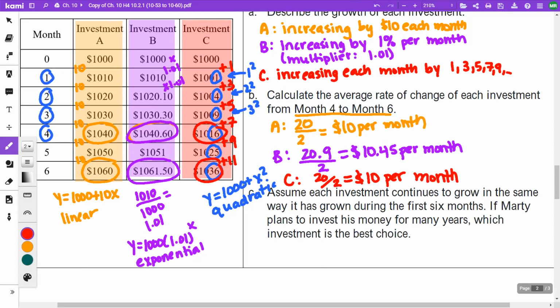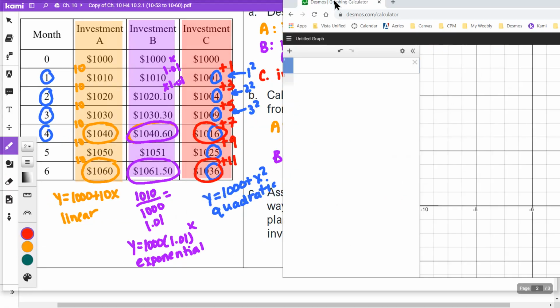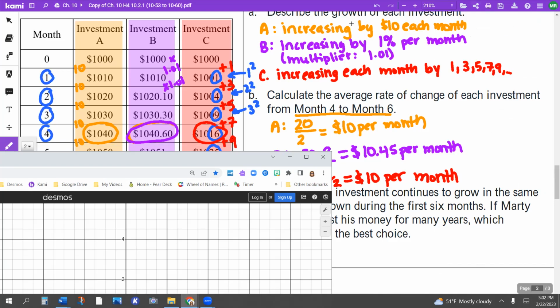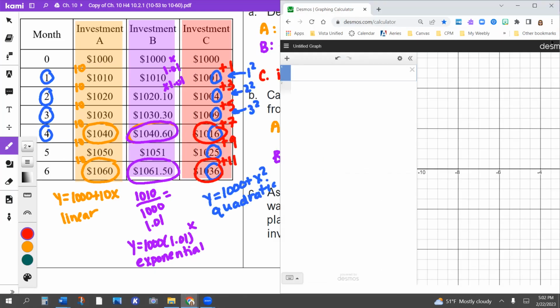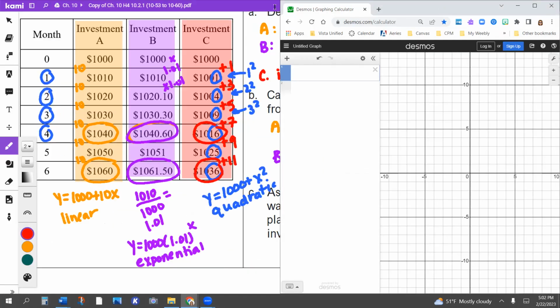Now it says assume each investment continues to grow in the same way it has been growing during the first 6 months. If Marty plans to invest his money for many years, which investment is the best choice? Okay, so I'm going to pull Desmos over here and get the equations in here.